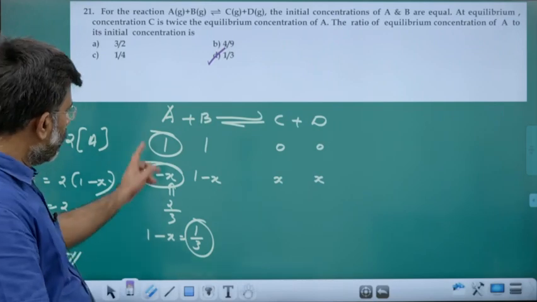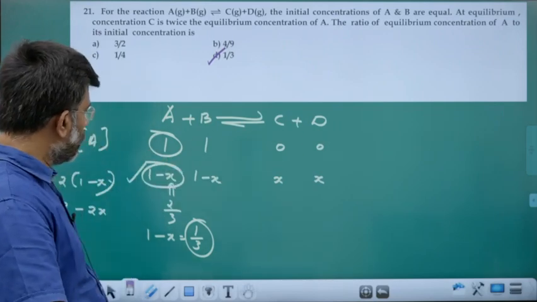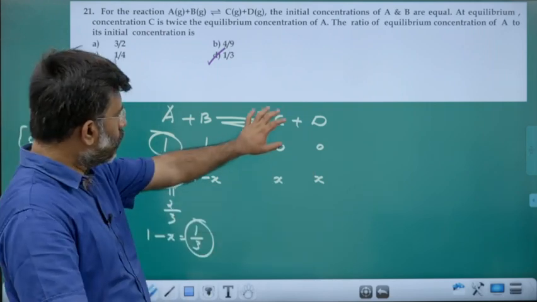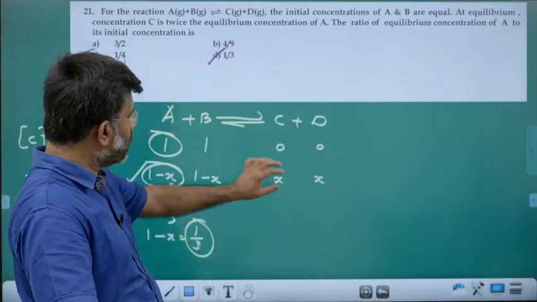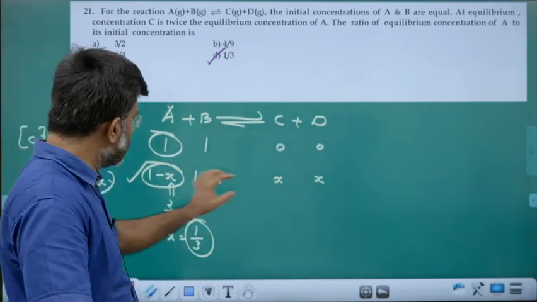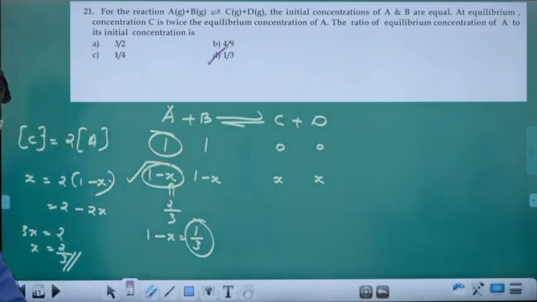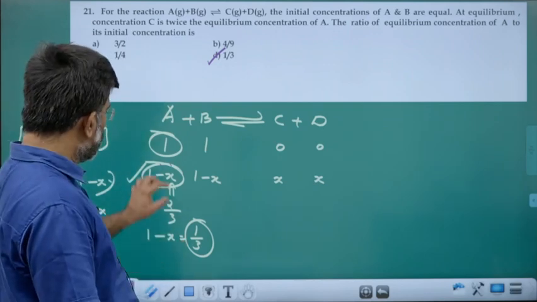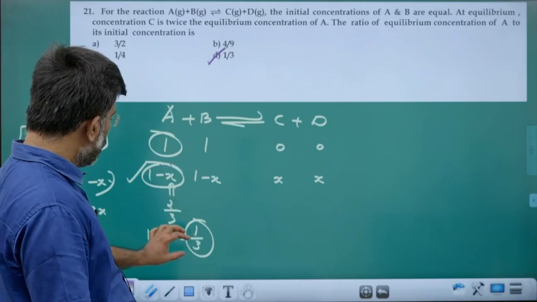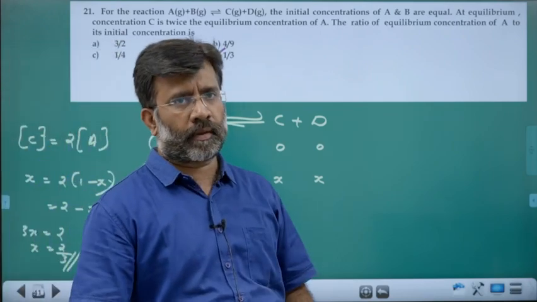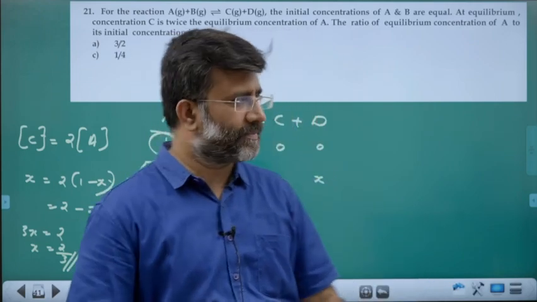I repeat. 1 mole, 0, 0. 1 minus X, X, X. Now, equilibrium quantity of this is equal to 2 times equilibrium quantity of this. So, X is equal to 2 times this. You get X. Once you get X, you get 1 minus X. The ratio of this by this, that is 1 by 3 by 1. That is 1 by 3. Okay, right? Next.